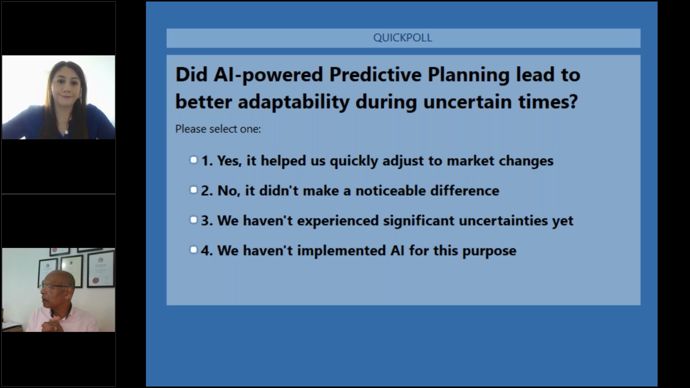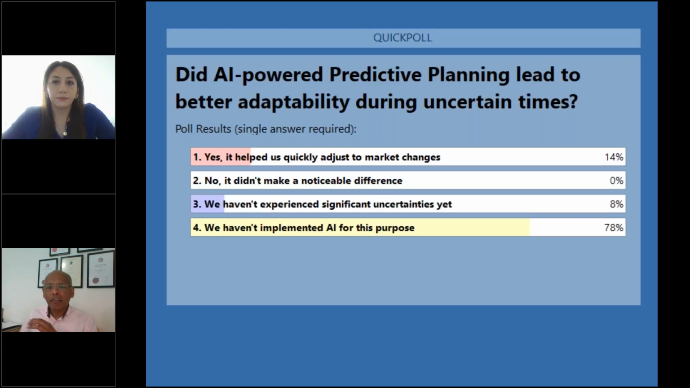So did AI-powered predictive planning lead to better adaptability during uncertain times? Yes, it helped us. No, it didn't help us. We haven't experienced significant uncertainties. And finally, we haven't implemented AI for this purpose. So I'm now going to close the poll and share the results. 14% are saying yes, it helped us quickly adapt to market changes. It didn't make any difference, zero. We haven't experienced uncertainties, 8%, and finally 78% haven't implemented AI for this purpose.